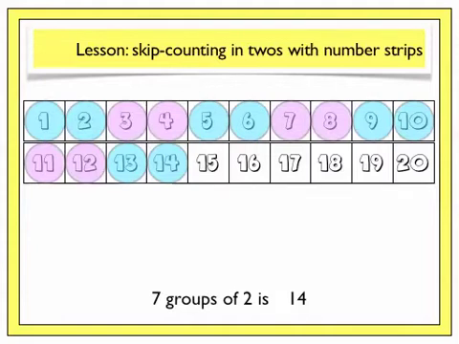If I had 2 more counters to place onto my number strip, where do you think the second counter will land? If you guessed 16, well done. But what about another 2? If you guessed 18, then you've got it.